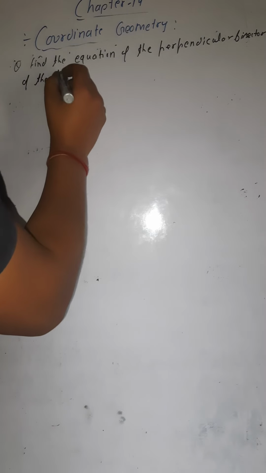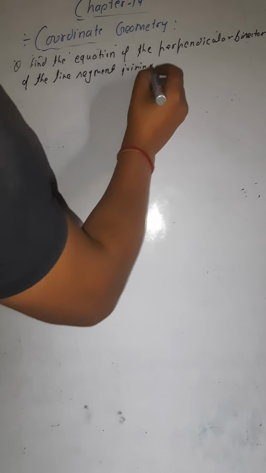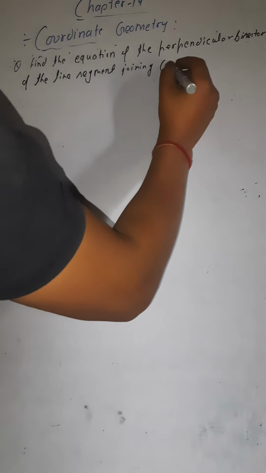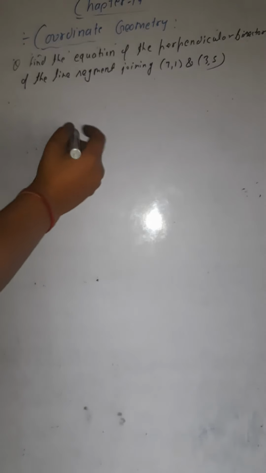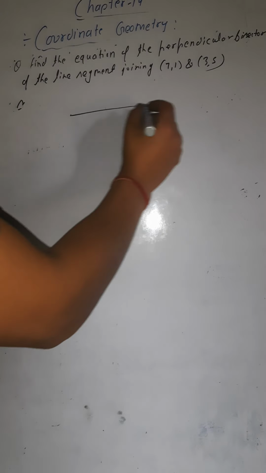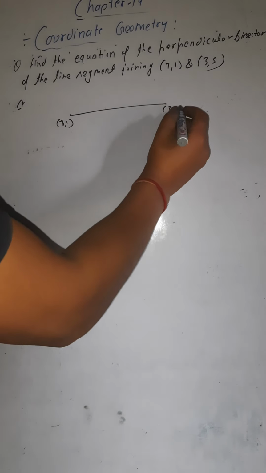Find the equation of the perpendicular bisector of the line segment joining (7, 1) and (3, 5). So you have a line segment here joined by these two points. First one is (7, 1) and next one is (3, 5).